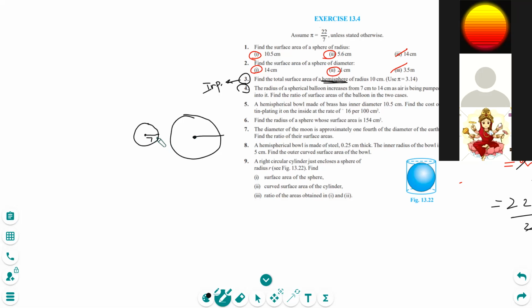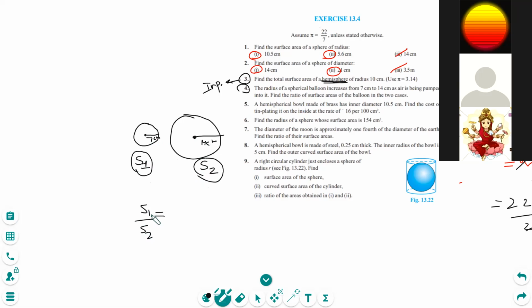Okay, so this is 7 centimeter, this is 14 centimeter. Find the ratio of the surface area of the balloons in the two cases. So we have to find the surface area of each, and we have to take the ratio. That's the meaning of my question. Now let's take the ratios. A stupid thing to do would be to find these individually. That will be a stupid thing to do.